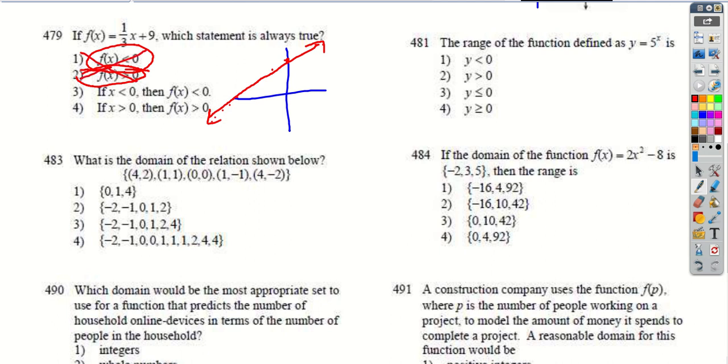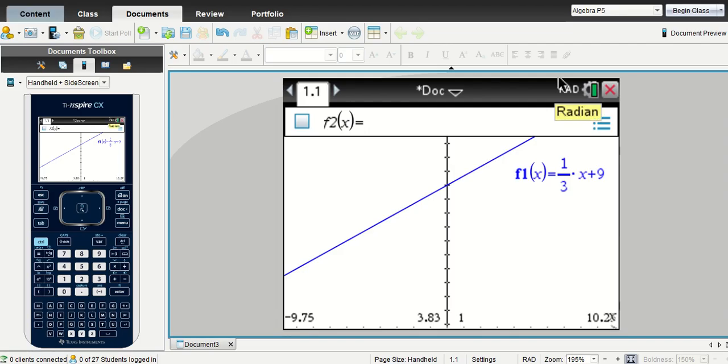If x is less than 0, somewhere over here, are the y values all the way less than 0? No, there's some that are greater than 0, like this guy. Okay, so that's out. And if x is greater than 0, if x is somewhere on the right, is y always greater than 0? Yes, it's always above the x-axis. This is choice 4.